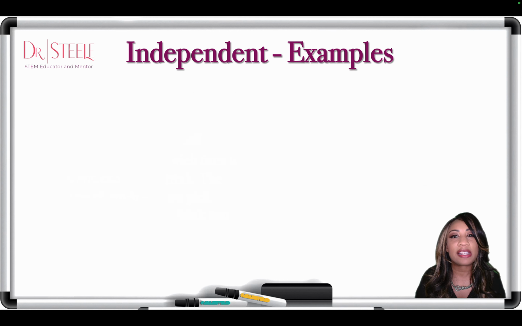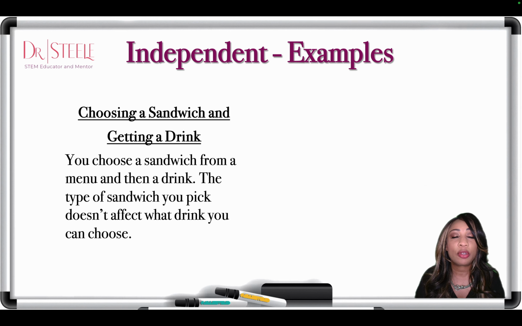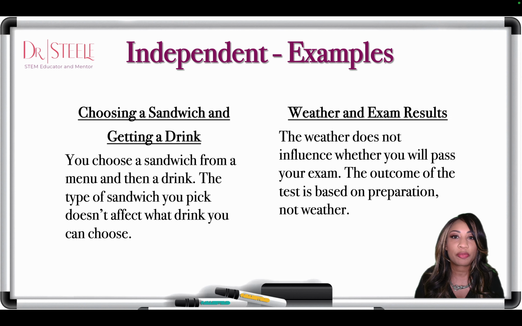All right, let's look at some independent examples. One is dealing with eating. So say you're getting a sandwich and a drink. The sandwich that you get does not affect the drink that you get. So they're two independent events. Another, let's say we're looking at the weather and the results on the exam. The weather doesn't influence what you're going to get on your exam. So again, two independent events.